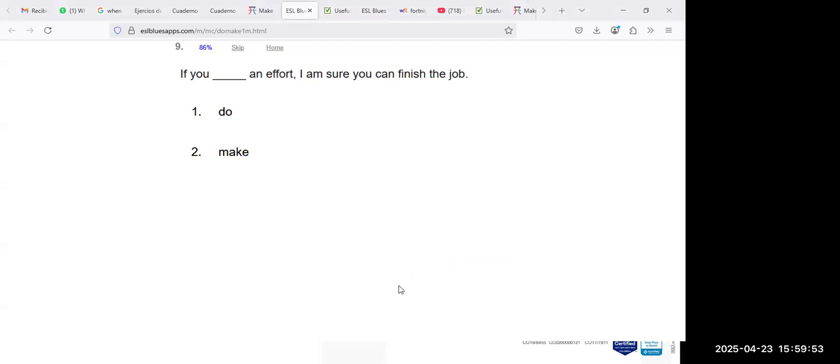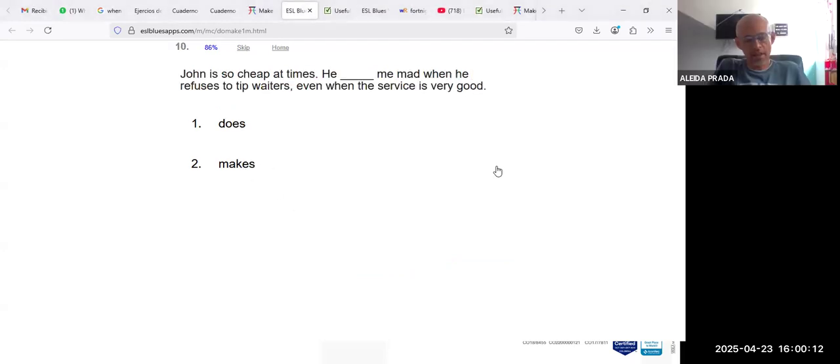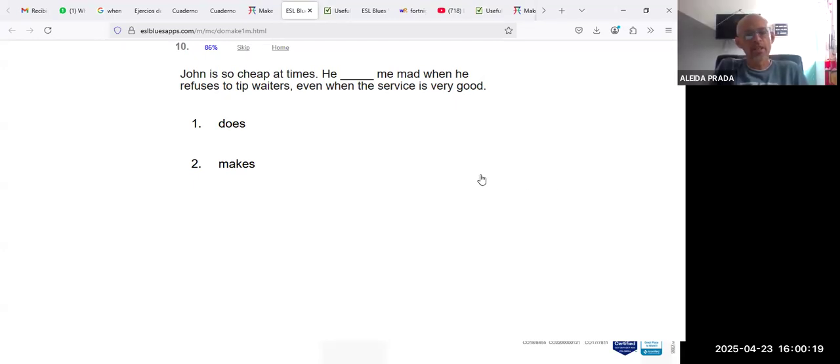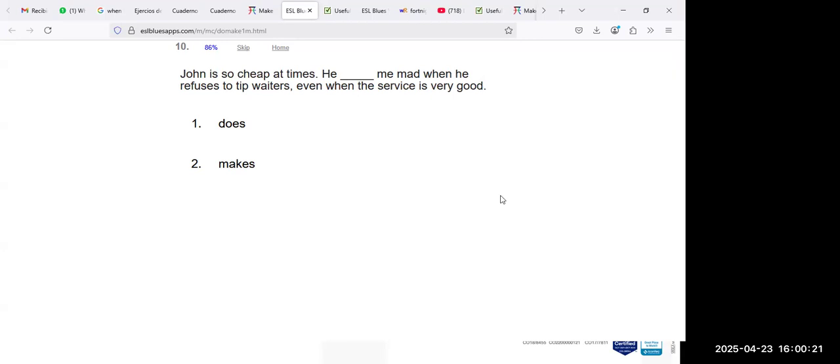Okay, if you do or make, I feel so bad in this topic. I think that I was better than that. Make an effort? No. Yes. Yes, make an effort, make a suggestion, make an effort. I compare those. I think if it's make a suggestion, it should be make an effort.